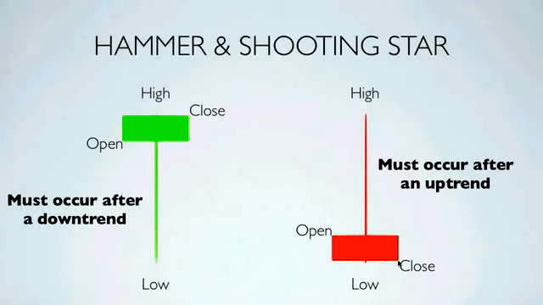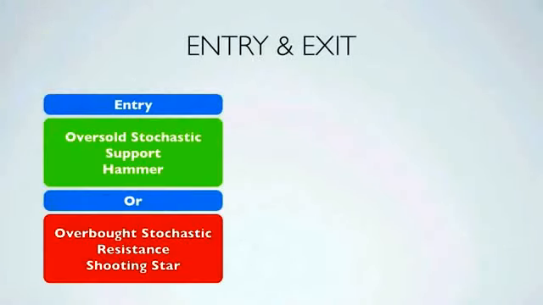This is the last component we use to incorporate in this day trading strategy. But first let me show you in listed form here the entries and exits. The first would be we need an oversold stochastic at support, and then we need a hammer to occur. That's for the long signal.